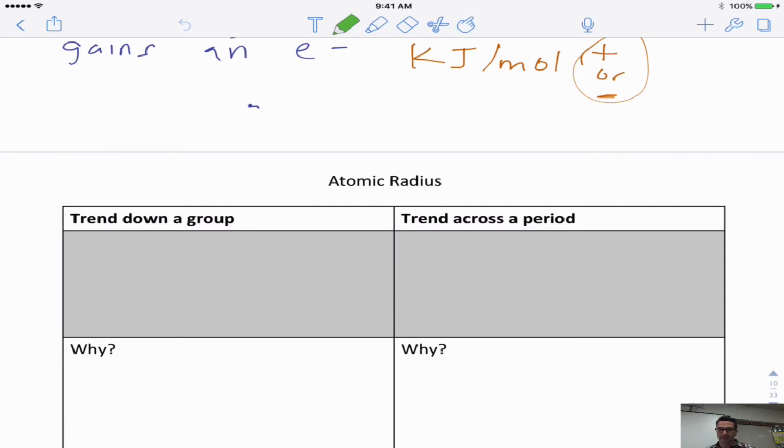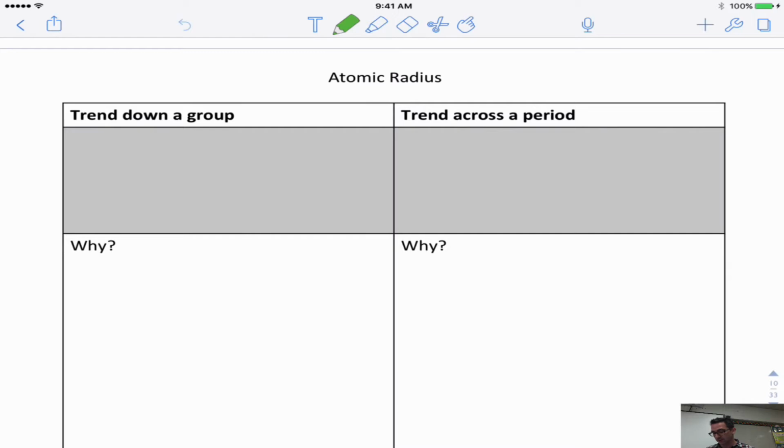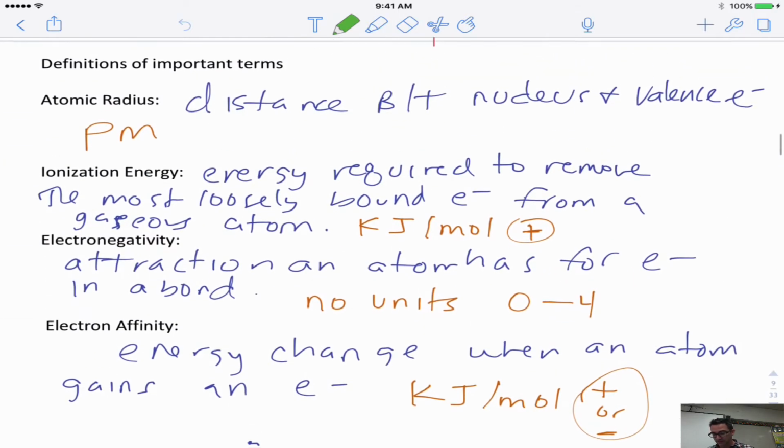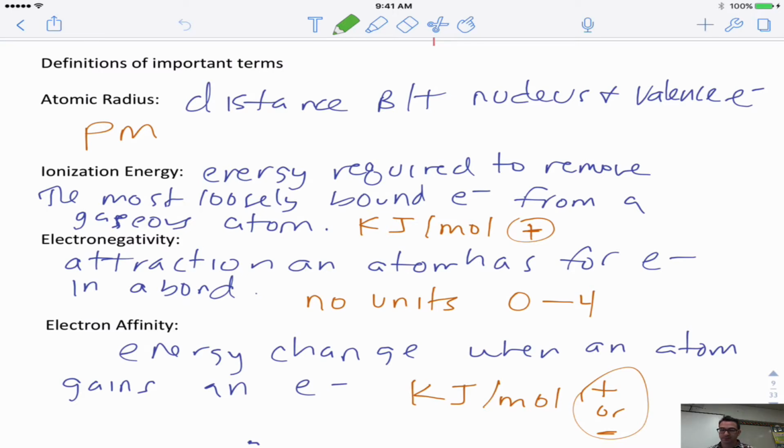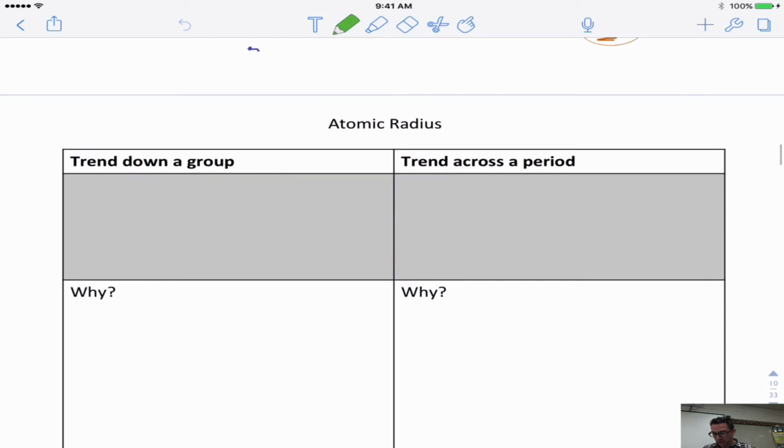Alright, welcome everybody. So today I'm going to talk to you about atomic radius and the trends. In the last video I quickly defined atomic radius as the distance between the nucleus and the valence electrons. So how does this change as we go across a group, across a period, or down a group? When we go down a group, our radius is increasing. And when we go across a period, our radius is decreasing.